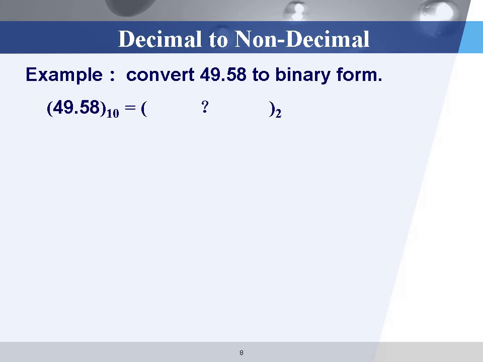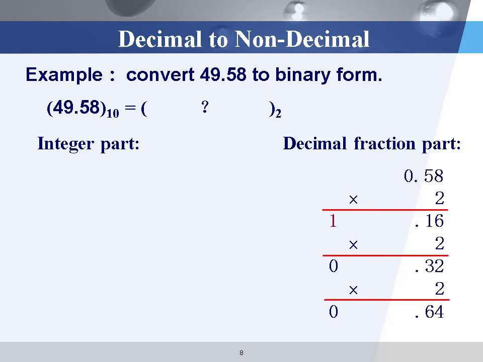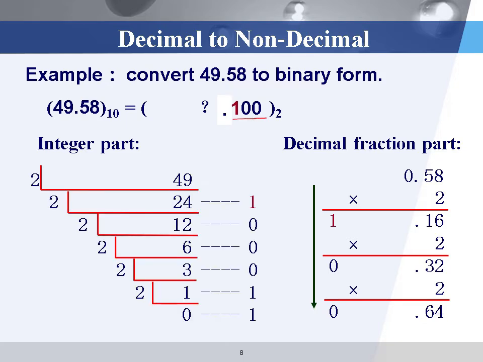Now let's look at this example to convert 49.58 in decimal into binary. So we have the fractional part, which is 0.58, and then we times 2, we got 1.16, times 2 again, we got 0.32, we times 2, we got 0.64. We can do it again and again. And then the fractional part in binary will be 100, and the next number will be 1, but we only keep 3 digits for now. For the integer part, the number will be divided by 2.